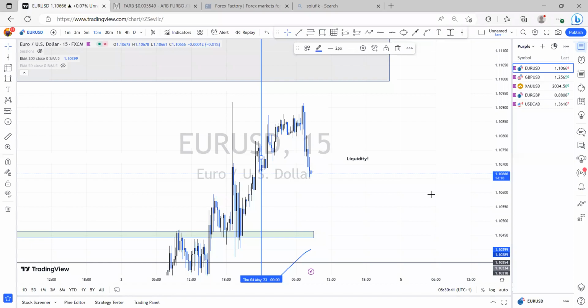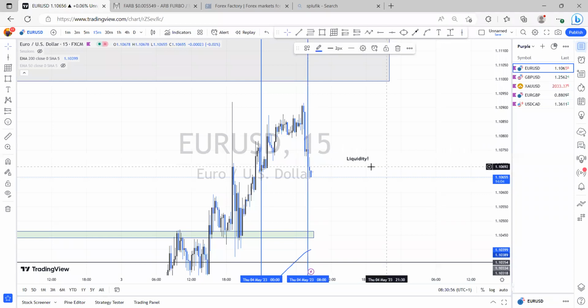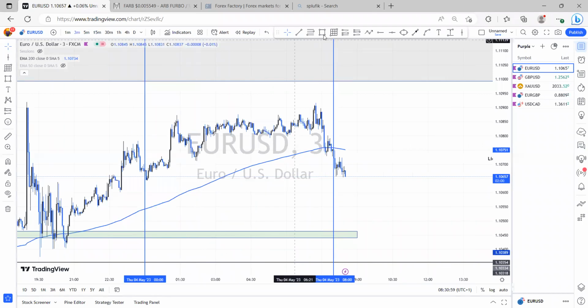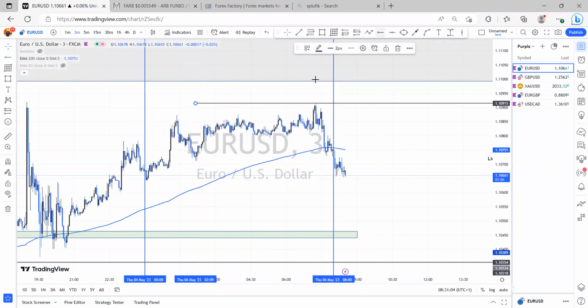Morning session. Okay, so I marked 12 midnight and we are marking 8 o'clock. Let's go to the 3 minutes time frame and mark the highs and the lows. So that's the high and this is the low right there.